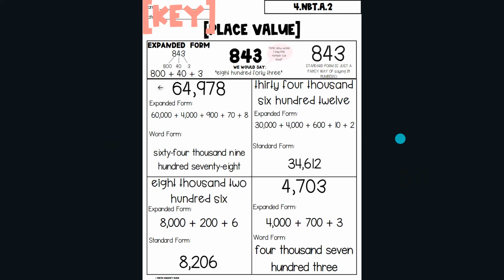So the first one we're looking at starts with question 64,978. And this week we're looking at three things. We're looking at place value in standard form, which is just how we would write this number. We're looking at it in word form, which is if we were to say it, how would we write those words? And then expanded form, where we're looking at the place value of each digit and we're writing it as one stretched out addition problem.